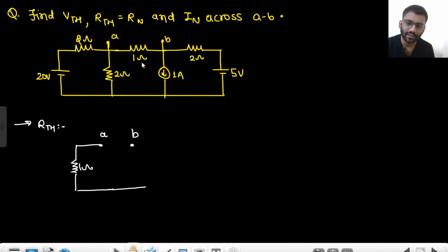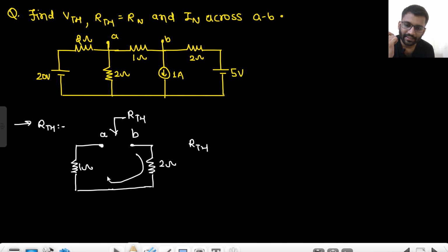Now this is my node B, because I am finding my equivalent resistance across this, right? So I will open circuit this. I am finding equivalent resistance across the 1 ohm resistance, so I will forget the 1 ohm resistance. The rest of the part I need to consider, right? And this 2 ohm will come here. And from here I am seeing my RTH. So what is my RTH? Both will come in series, right? So RTH will be 2 plus 1 equals 3 ohm.